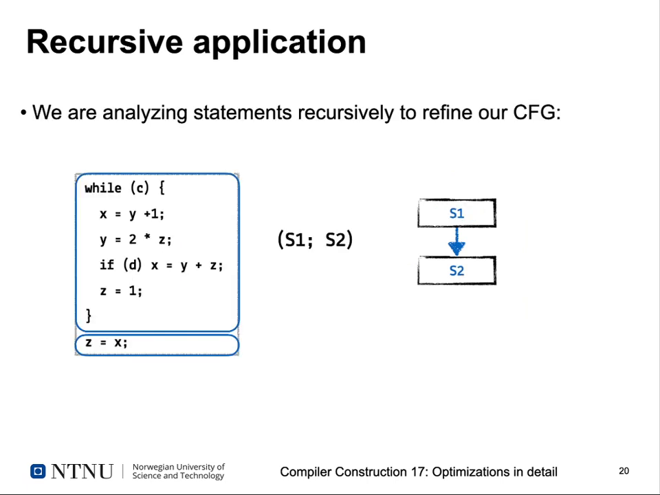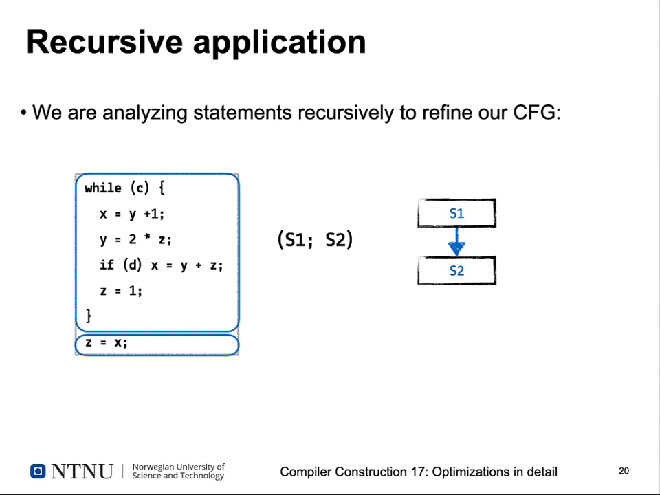So let us now try to apply our construction approach recursively. What we do is we take our program as a whole, and then we split it into the syntactic parts which we can recognize, and then we recursively go through all of these parts to obtain more and more detail of our control flow graph until we have arrived at single statements.